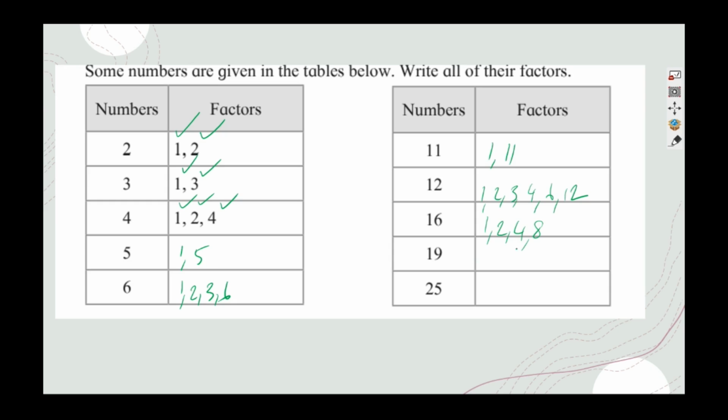1 2 4 8, understood? Then 16, 1 and 19, 1 5 25. So this way you will find out the factors, find out the multiples.